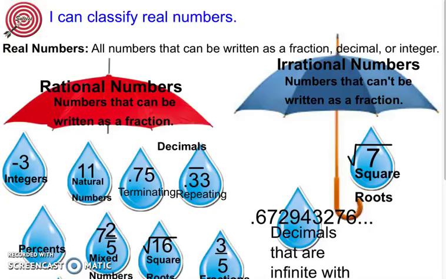Well, first of all, let's discuss what is a real number. Real numbers are all numbers that can be written as a fraction, decimal, or integer. Real numbers are classified into two categories. The first category are rational numbers, and rational numbers are any numbers that can be written as a fraction.